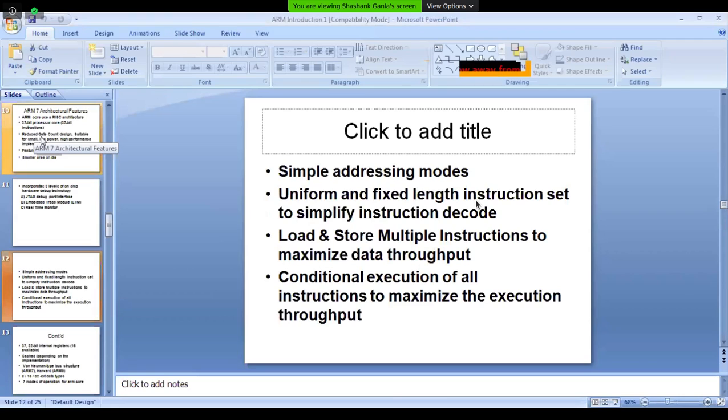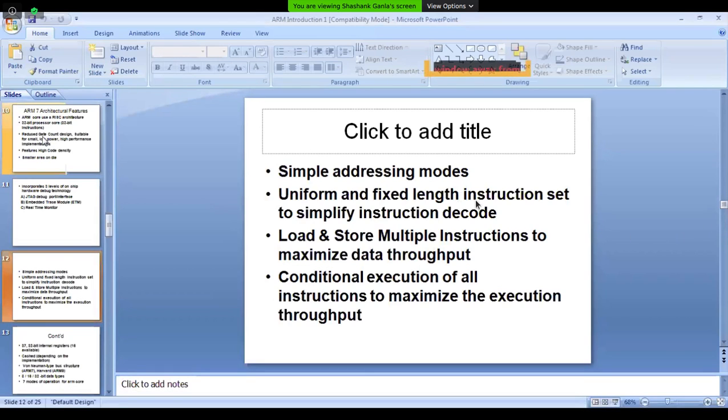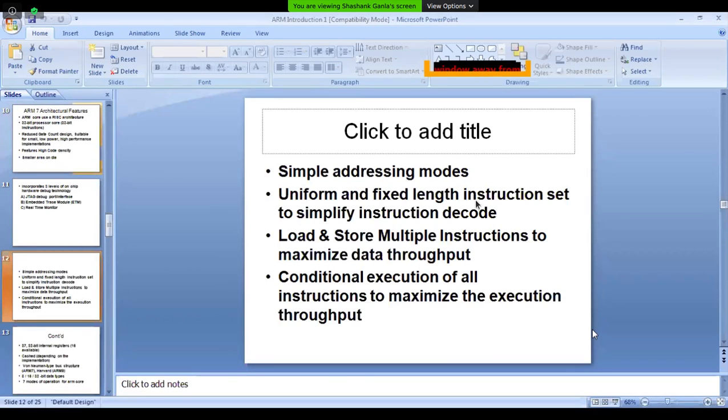Are you noting down anything as I'm dictating? Are you noting down or just listening? Okay, fine, I'll go a little slower. Please don't note down anything right now. Whatever slides I have given, just follow the slides and listen to the explanation. Don't try to note down things right now.